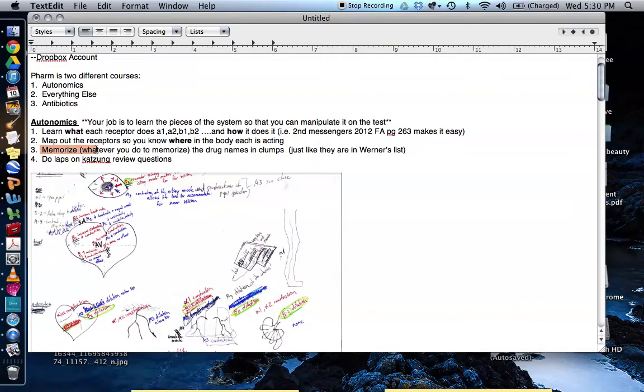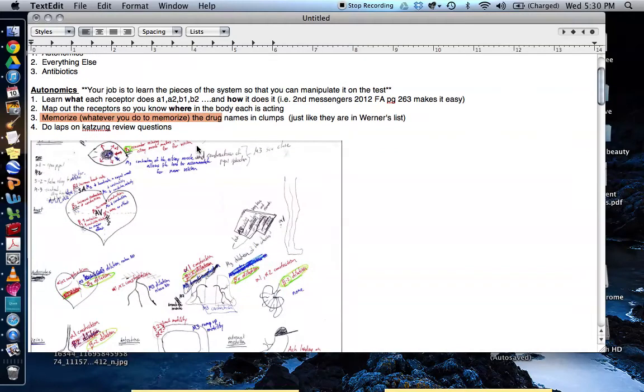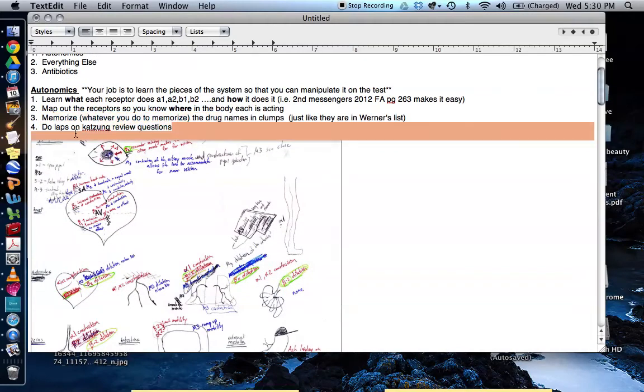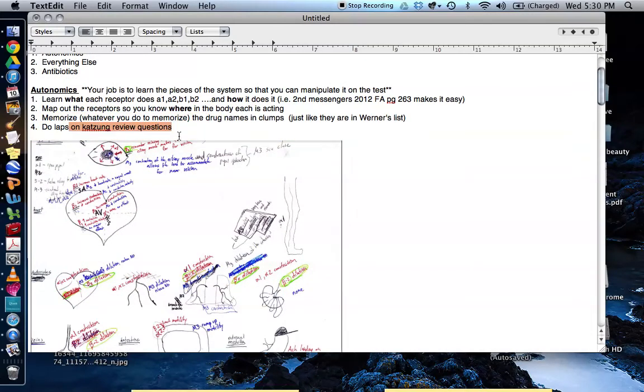Everybody memorizes differently, so I'm sorry if I am wasting your time telling you how to memorize. And you've come a long way with your own memorization skills, so do what you do to memorize those. And as you're memorizing, I would flip-flop. Memorize some and then go do Katzung review questions.